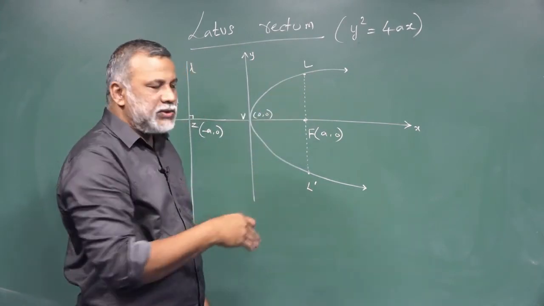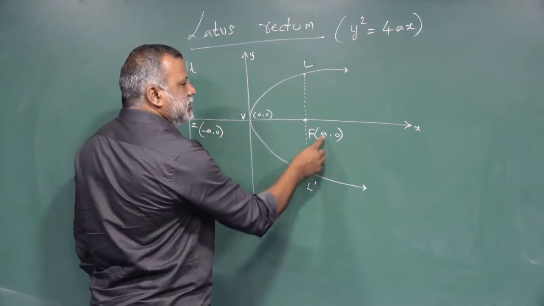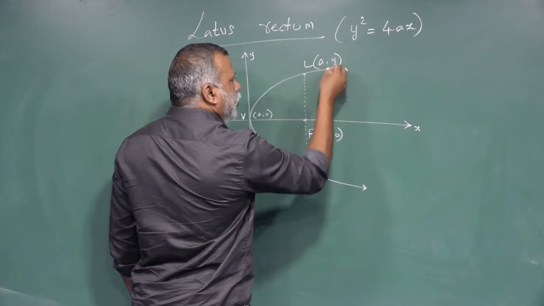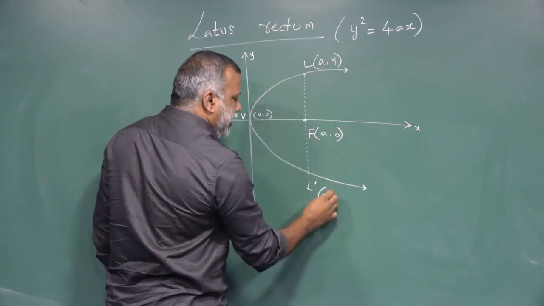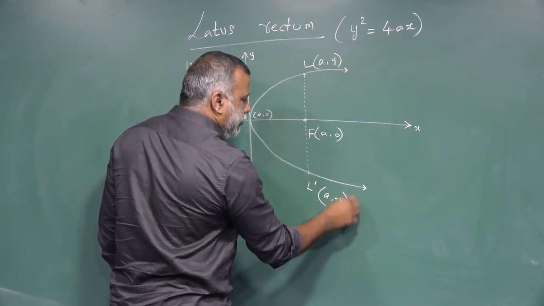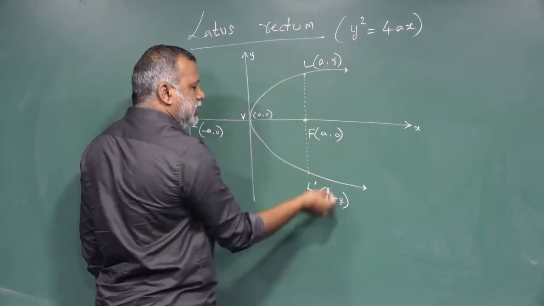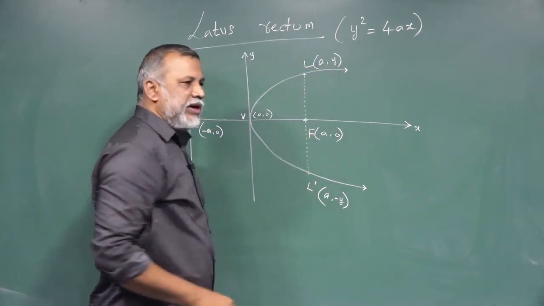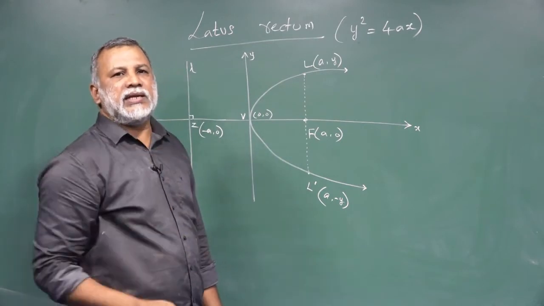Now we are going to discuss all these concepts. See, this is (a, 0). This must be (a, y) because it is an unknown. Here also (a, minus y). It lies in the first quadrant, and this lies in the fourth quadrant. Therefore, L and L dash are the endpoints of the latus rectum.